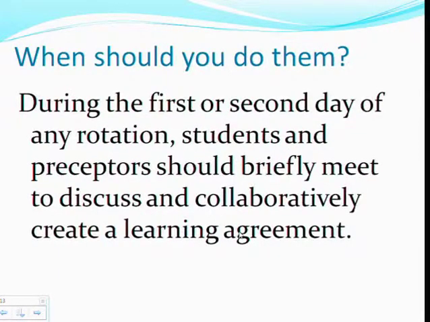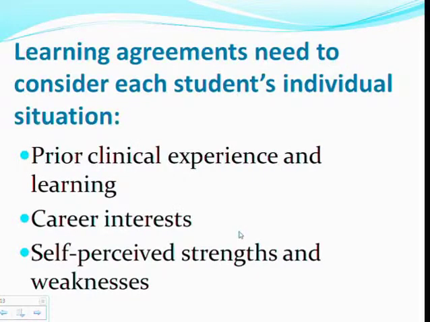You should ideally do them on either the first or second day of any rotation. Ideally, you sit down with your student, briefly meet and discuss and collaborate on the learning agreement. Always begin with the end in mind. Learning agreements should consider each student's individual situation.